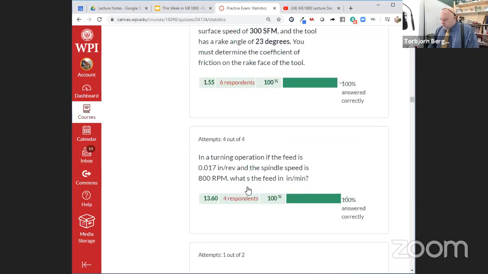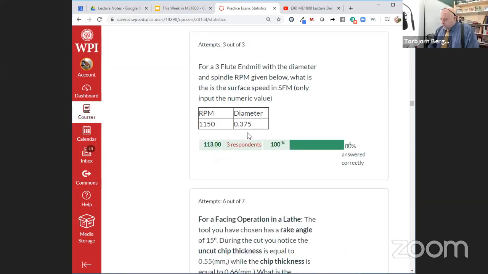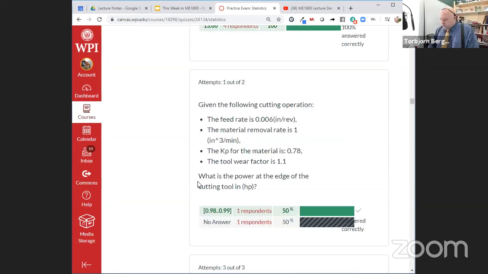Okay, it's another one, 50-50. Feed rate, material removal rate. And what's the power at the edge of the cutting tool? And so this one was, look it up. So there's only two people got the question. So one person got it right, one person got it wrong.